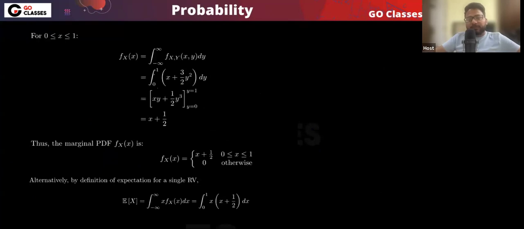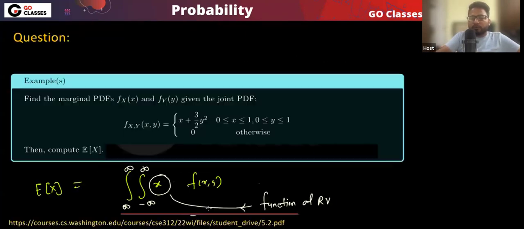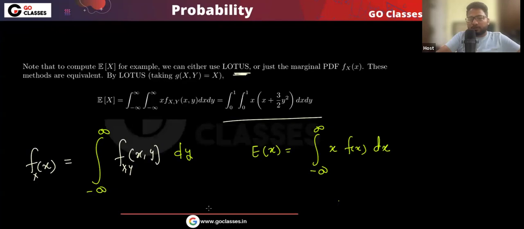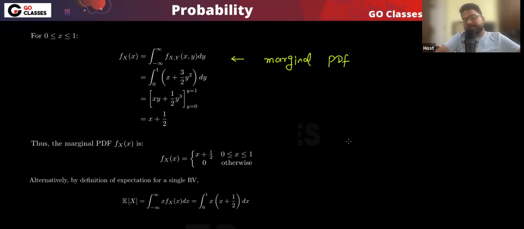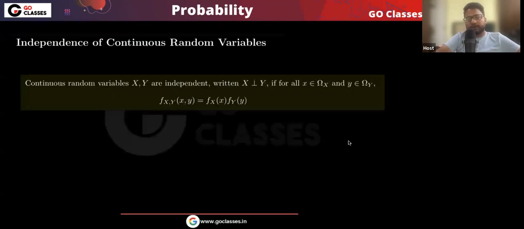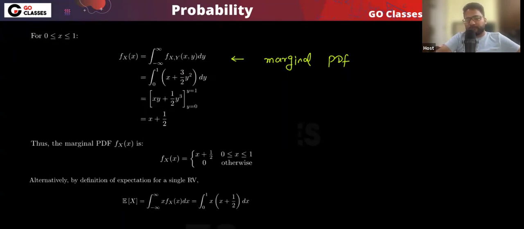So let's just see. This is the marginal PDF. Then you can do this, and then this is the answer that you're getting. So the marginal PDF is something like this, and then you can find the expectation. Here you are getting the integral from 0 to 1 of x into x plus 1 by 2. It is not solved here, but if you solve this, then you will get the same expectation that you have got here, right? Cool.